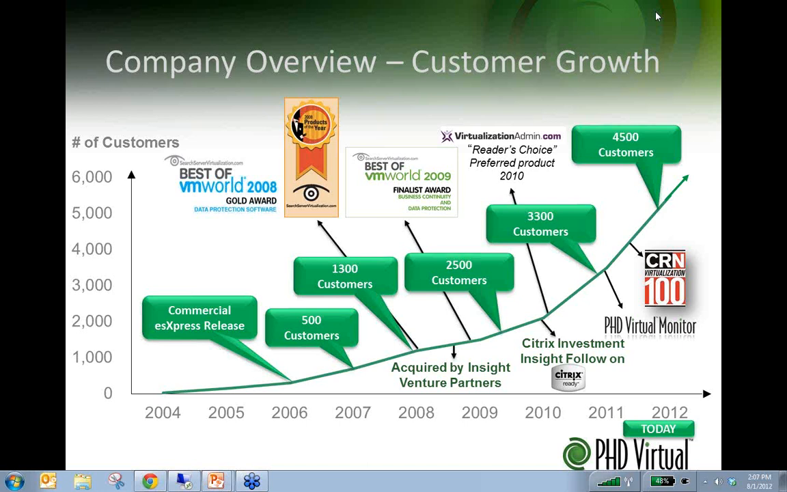As you can see, we've quickly grown over the past 6 or 7 years. We do have over 4,500 customers that have deployed various versions of our backup and monitoring software on both VMware and Citrix platforms. We've won various awards along the way. Our parent company is Insight Venture Partners. They acquired us in 2009. It's a $3 billion investment capital firm based out of Manhattan, New York. And lastly, we did also receive a strategic investment from Citrix back in 2010, and that was basically part of the development process that led us to PhD Virtual Backup for Xen Server. Lastly, on this slide, you'll see we released PhD Virtual Monitor in 2011.